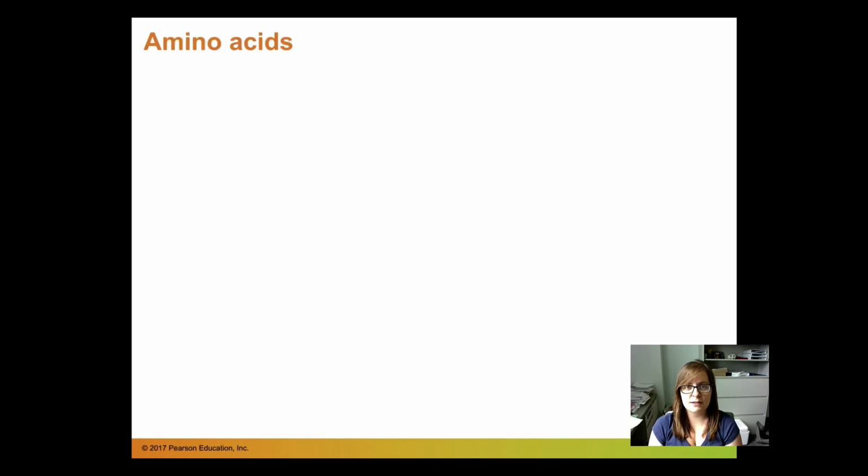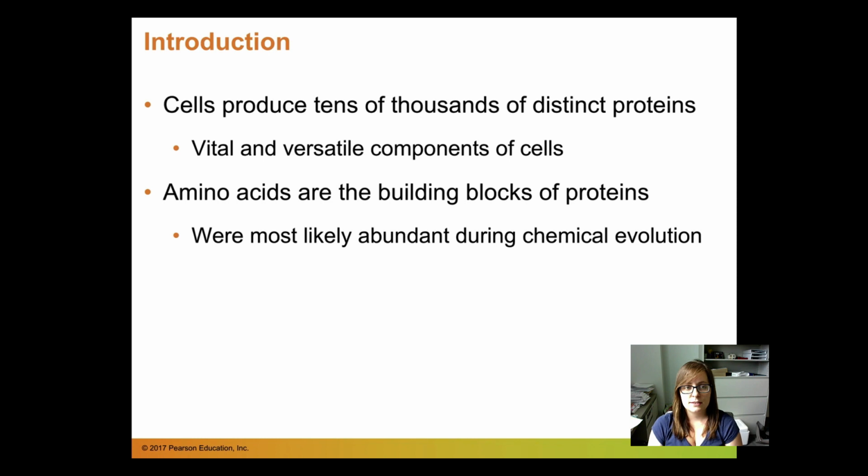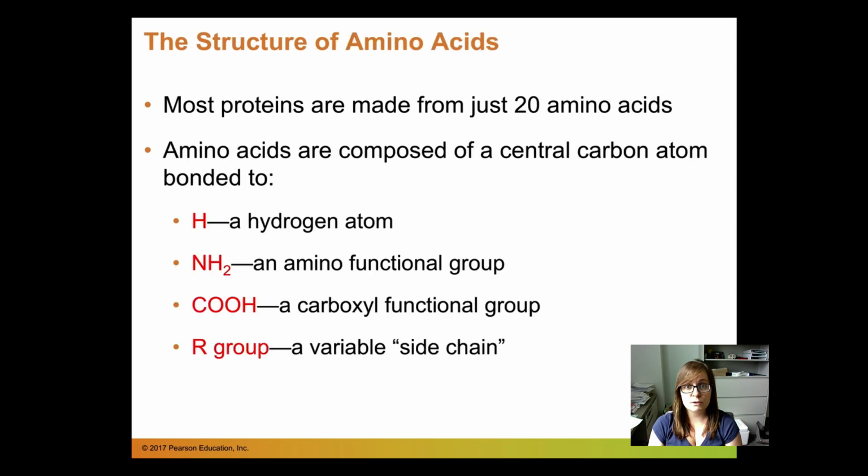So in this video, I'm going to be talking about the basic structure of an amino acid. Cells produce tens of thousands of distinct proteins. They're vital and versatile components of the cell. And those proteins are made up of monomers called amino acids. And proteins and amino acids were most likely abundant during chemical evolution. Most proteins are made up from a combination of just 20 amino acids.